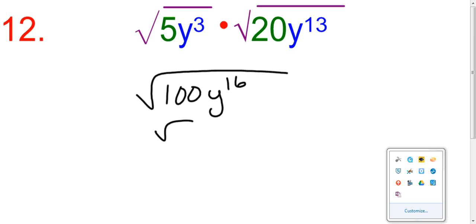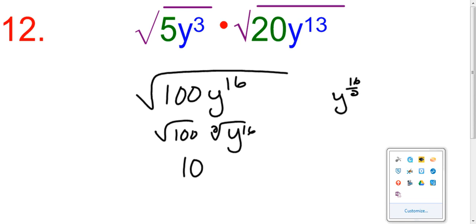And then you can think about doing this separately as the square root of 100 and the square root of y to the 16th. Well, the square root of 100 is 10, and the square root of y to the 16th, remember there's this little 2 right here, so you're going to go y to the 16 divided by 2, which is just y to the 8th, no longer underneath a radical. And that would be your answers there.